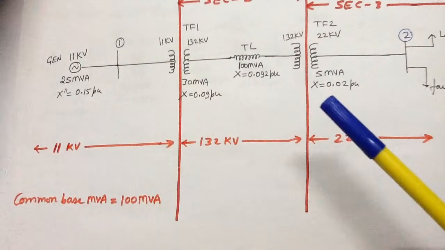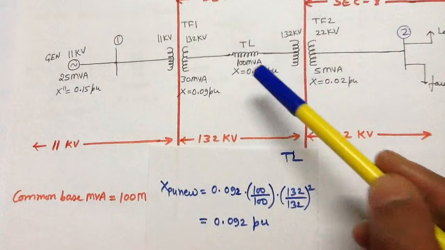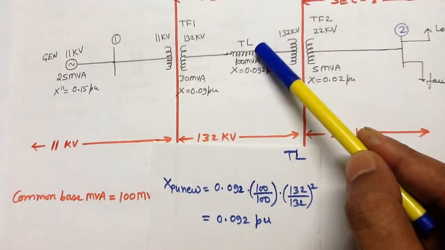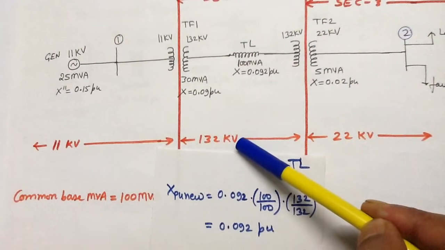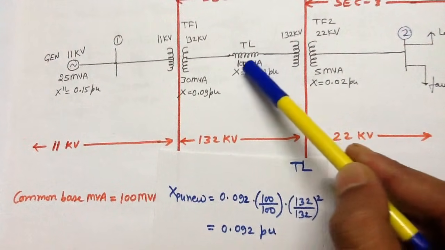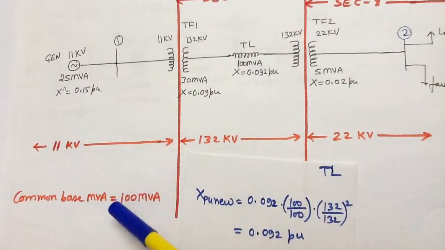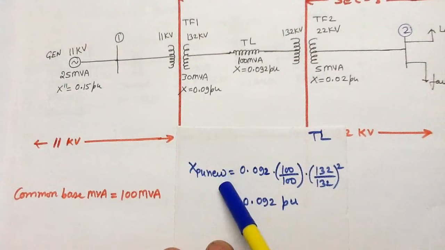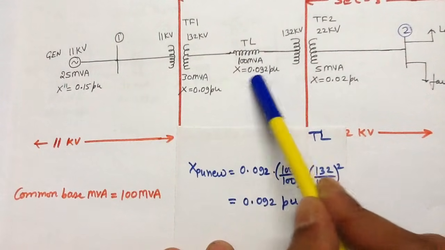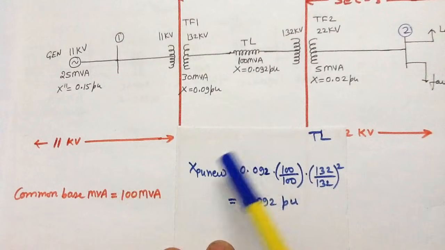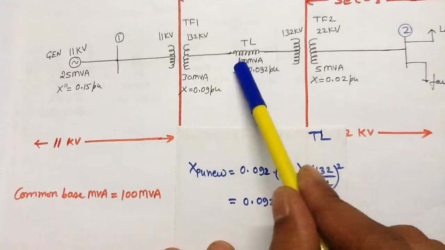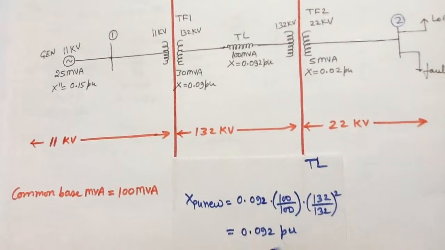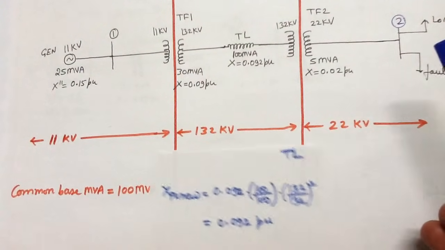If you consider the transmission line, I have already told you that the old base voltage for transmission line is 132 kV and the new base voltage is 132 kV. The old base power is 100 MVA and the new base power is 100 MVA. You can use this formula easily. The new per unit reactance of the transmission line equals the old per unit reactance into the new base power divided by old base power into the old base voltage divided by the new base voltage square, and it will become 0.092 per unit.